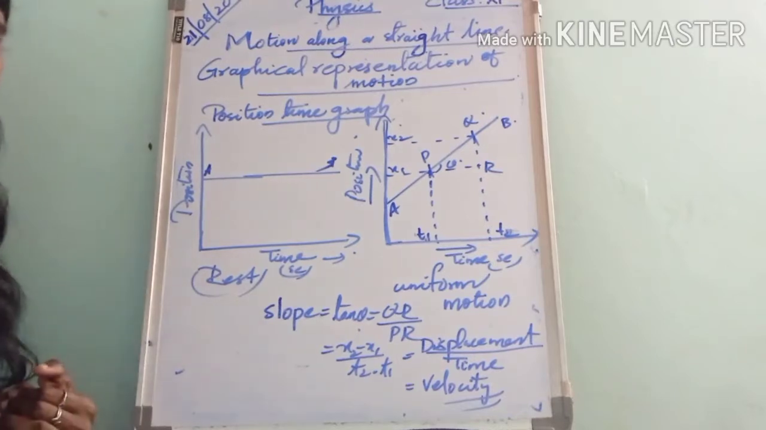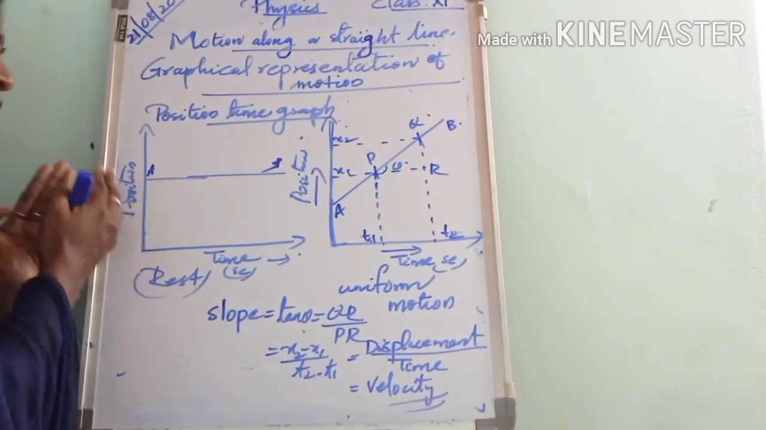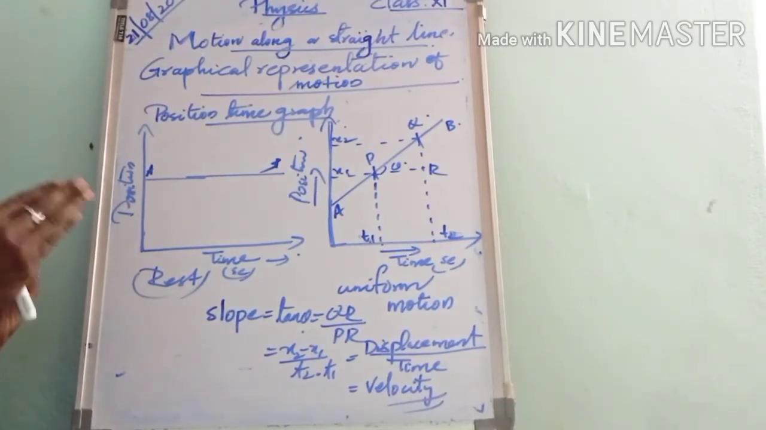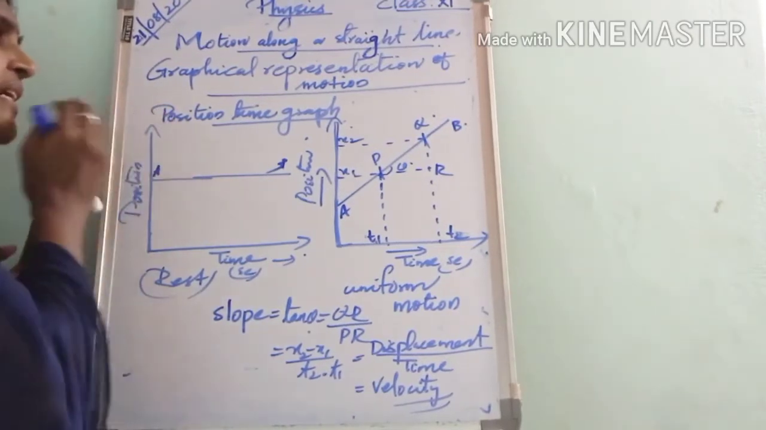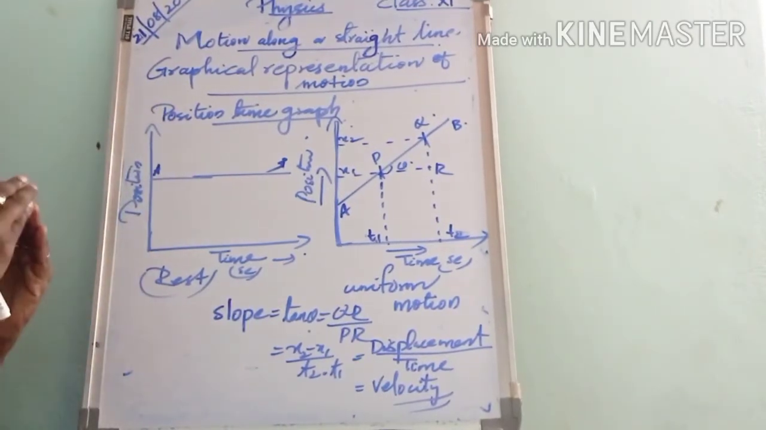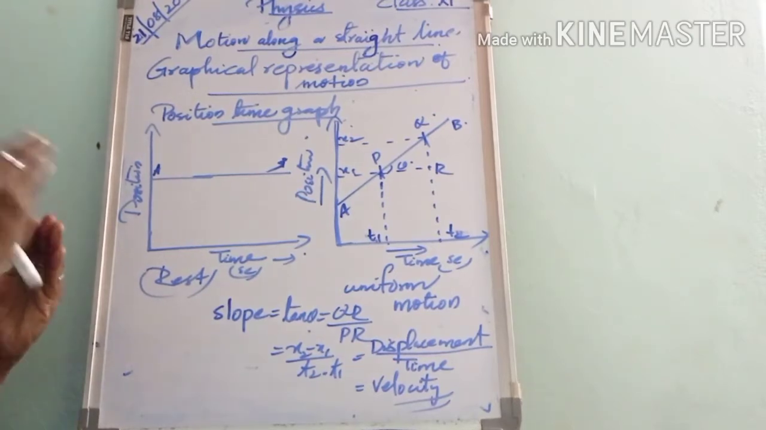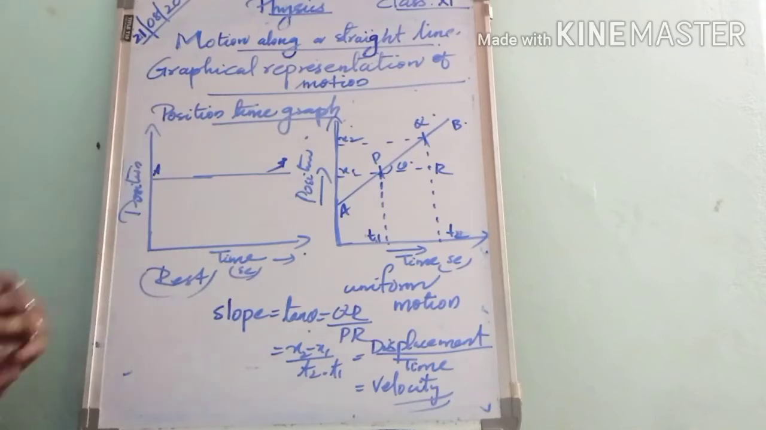Position time graph represents the change in position of an object with time. Okay, what does the position time graph represent? The change of position of an object with time. That is called the position time graph.